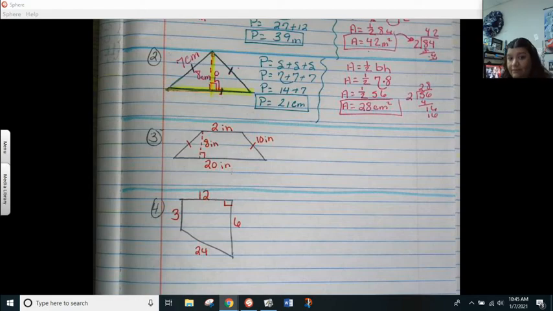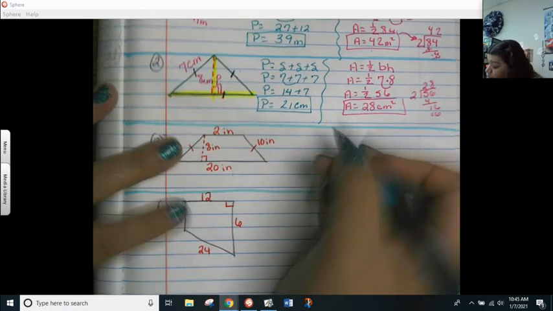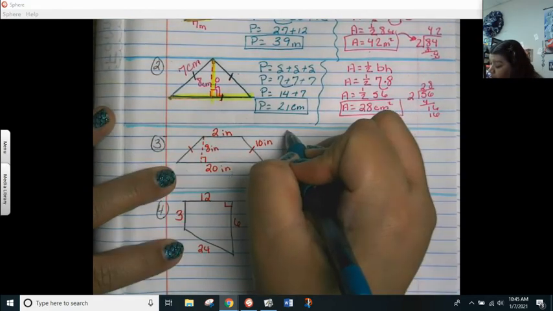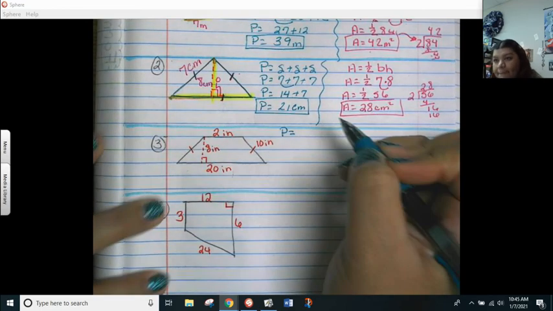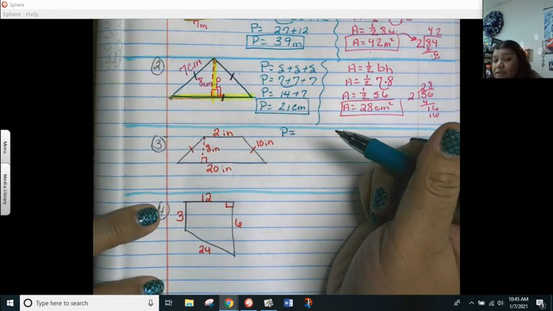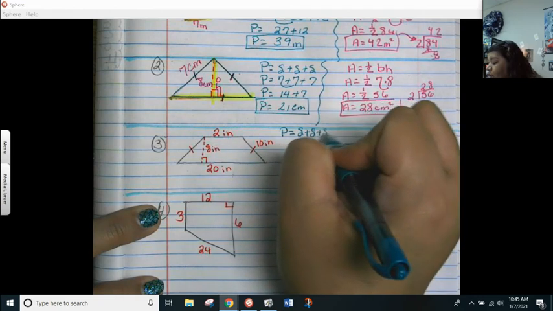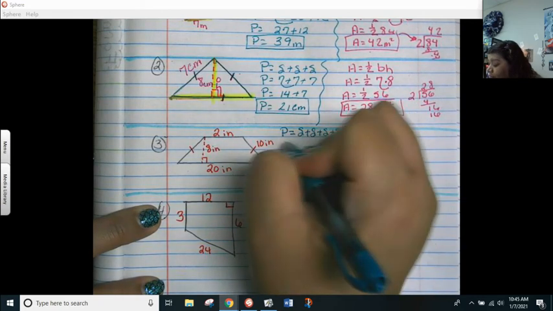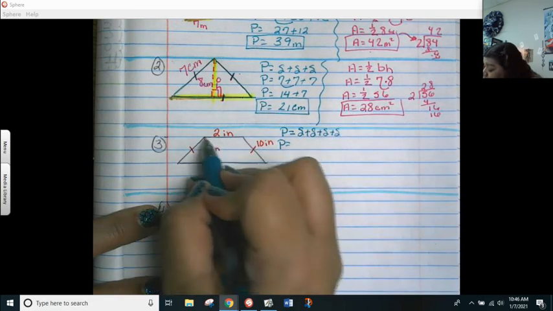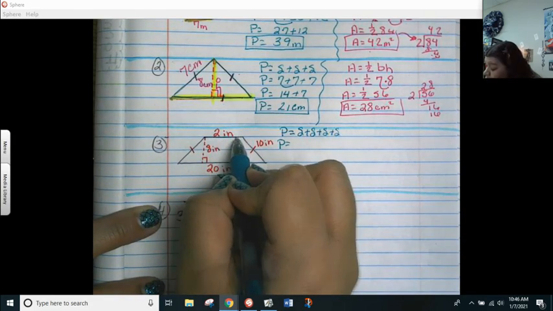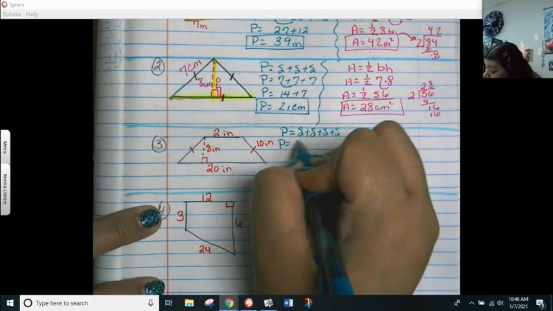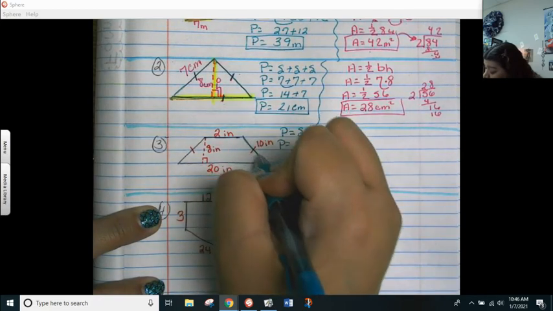All right, trapezoid. If you remember, a trapezoid is part of the quadrilateral family, which means it has 4 sides. So I have side 1, side 2, 3, 4. Let's add them. So here's 2. Remember, I'm going around the trapezoid. So here's a 2. Here's a 10.